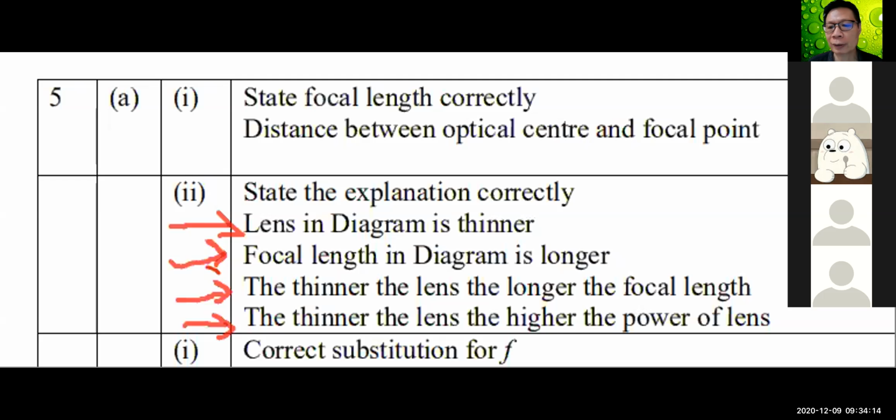1, 2, 3, 4. Can or not? Follow Ping Hao's answer. The 4 points are all there. 1, 2, 3, 4.